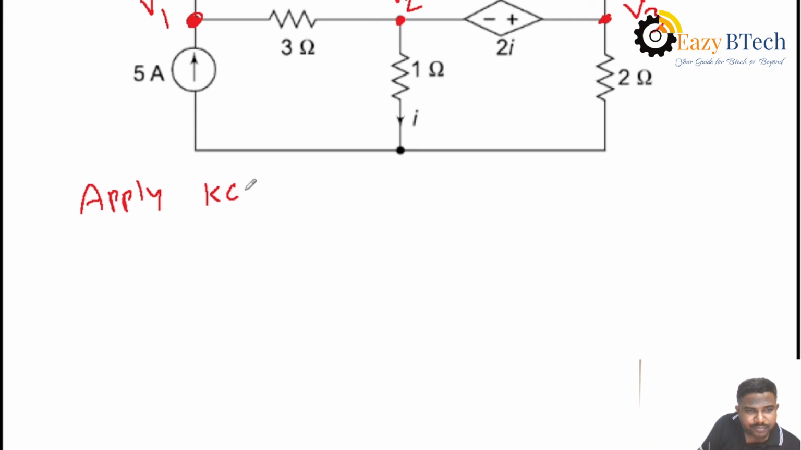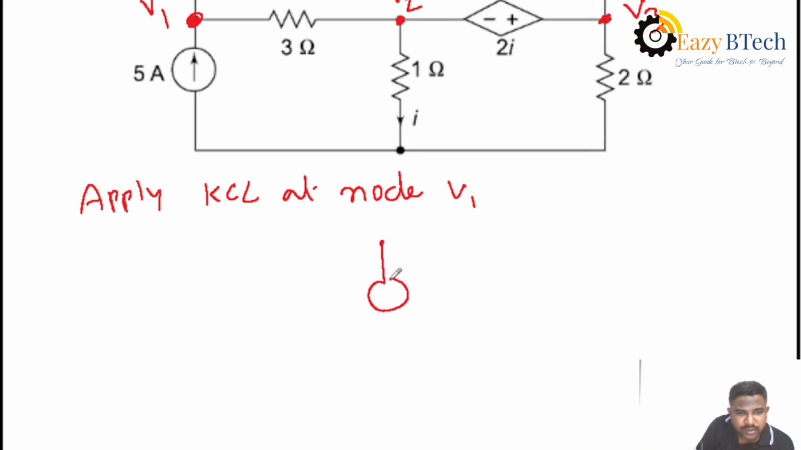Apply KCL at node V1. Then draw the equivalent circuit at node V1 here. At node V1, what elements are joined? That is the 5 ampere source.